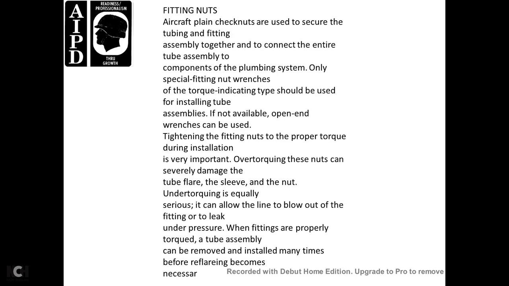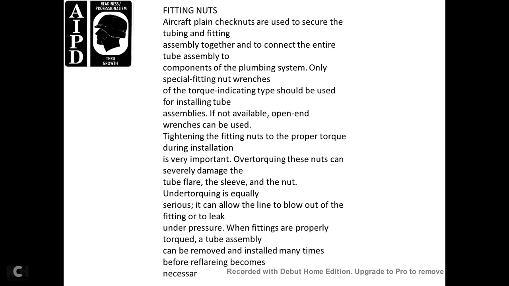Fitting nuts. Aircraft plain check nuts are used to secure the tubing and the fitting. Assemble the two together to connect the entire tube assembly component of the plumbing system. Only special fitting nut wrenches with the torque indicated should be used when installing the tube assembly. If not available, the open end of the wrenches can be used.